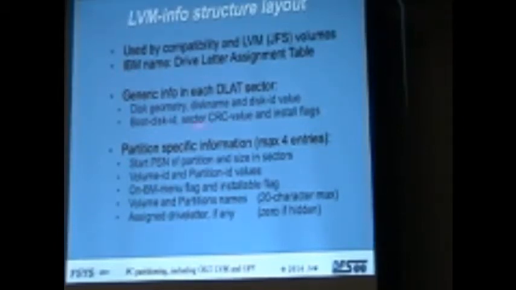LVM information, compatibility and other ones. Drive letter assignment table is IBM name. There's some generic info in there, like disk geometry. That's one of the things you may want to be aware of if you clone a smaller disk to a larger one using DFSee. So you do a disk-to-disk clone, or with any other tool, doesn't really matter. It will clone everything that's on the disk, including this LVM information.